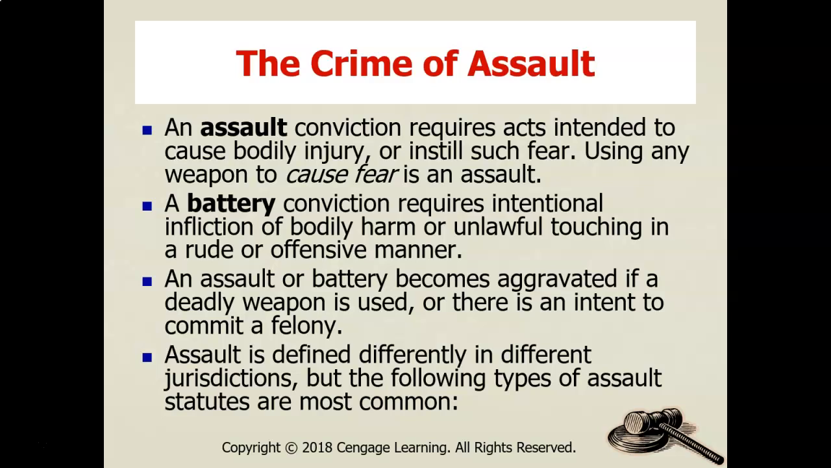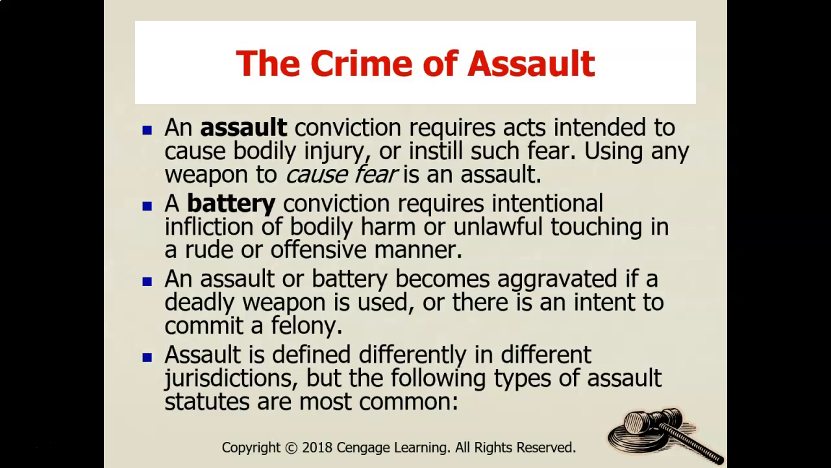Battery conviction requires intentional infliction of bodily harm or unlawful touching in a rude or offensive manner. And this is interesting right here, the rudeness, and we're going to talk about that a little bit more. There's an actual statute out of the state of Kansas that talks about that one. An assault or battery becomes aggravated if a weapon is involved, and we start adding extra crimes if a weapon's involved.